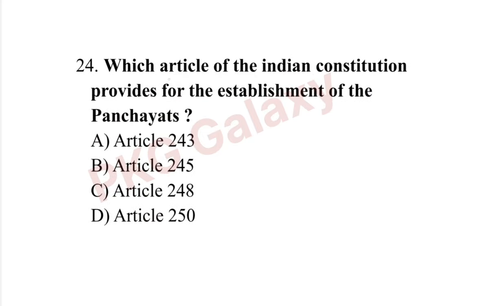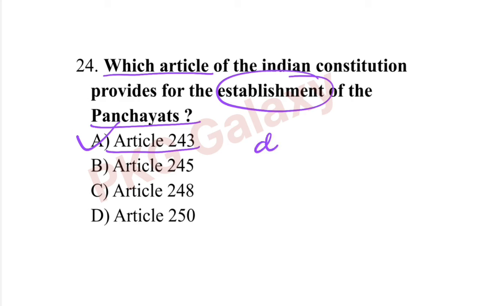Which article of the Indian Constitution provides for the establishment of panchayats? The correct answer is option A, Article 243. Article 243 provides for the establishment of panchayats as a part of the decentralization of power.